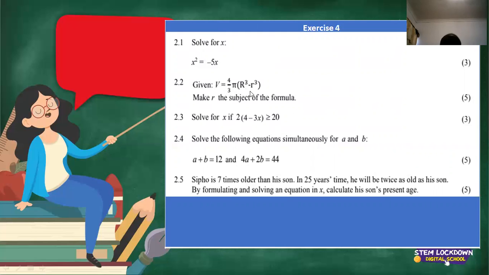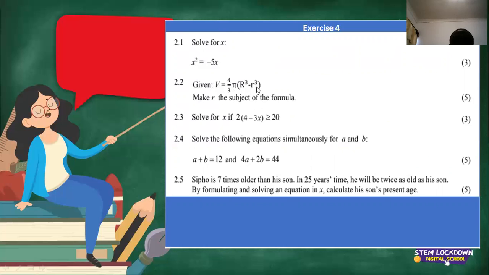Okay, so next is to get rid of our 4 pi. So divide both sides by 4 pi, and we have 3v over 4 pi equals capital R cubed minus small r cubed.